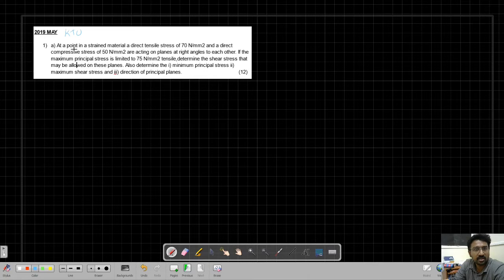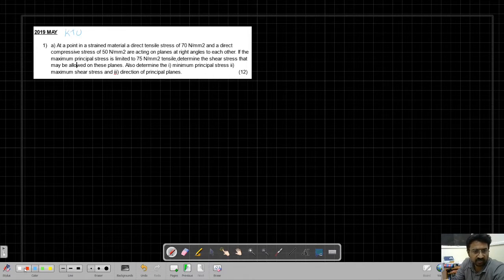So the question is: at a point in a strained material, a direct tensile stress of 70 Newton per mm square, 70 MPa, and a direct compressive stress of 50 Newton per mm square are acting on planes at right angles to each other. If the maximum principal stress is limited to 75 MPa tensile, determine the shear stress that is allowed on these planes. Also determine the minimum principal stress, maximum shear stress, and direction of the principal planes.